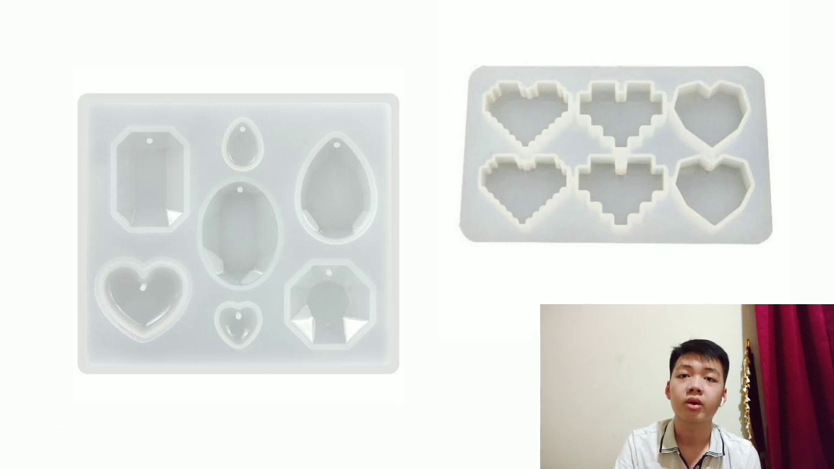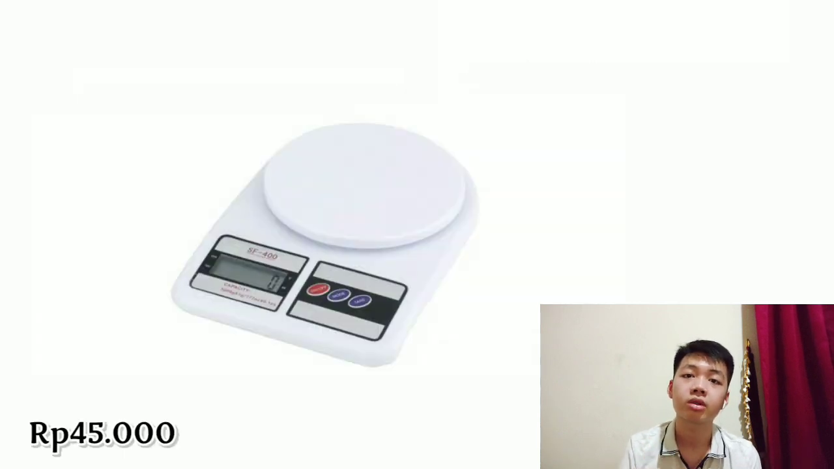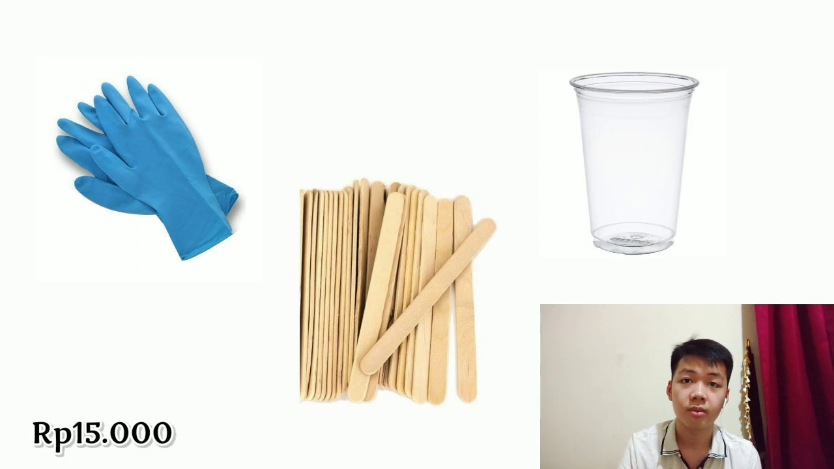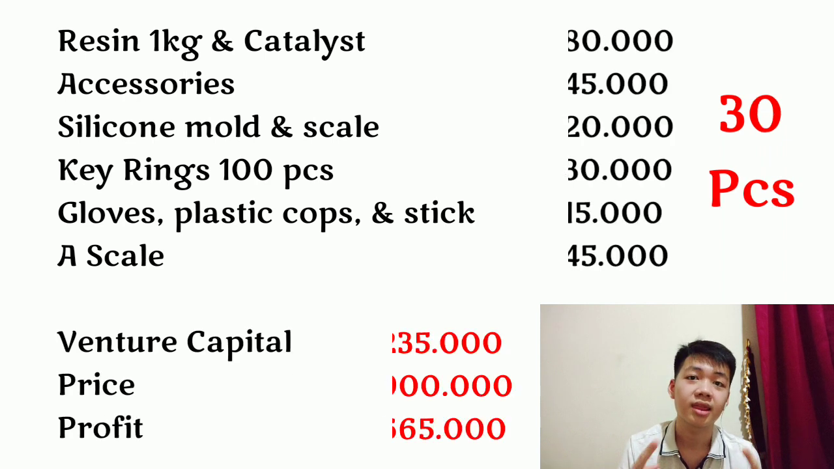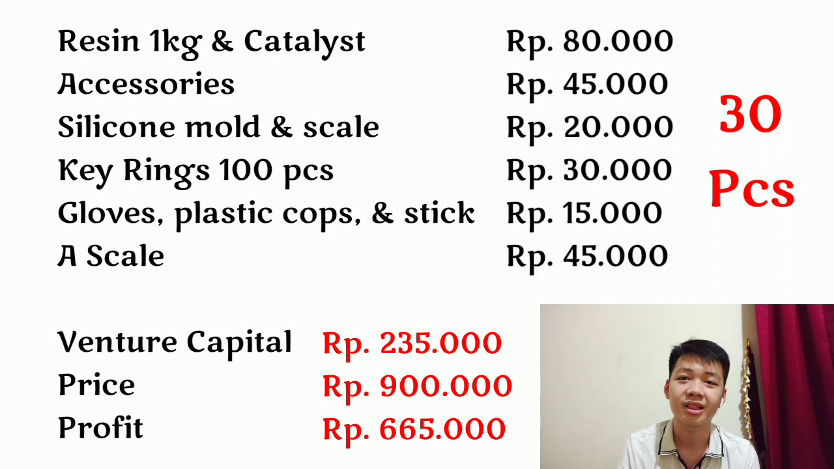To purchase a scale, we need to prepare 45,000 rupiah in advance. For other tools like gloves, plastic cups, and a stick, we need to prepare 15,000 rupiah. So the total venture capital we are going to need is 235,000 rupiah. With this total, we can make 30 keychains.